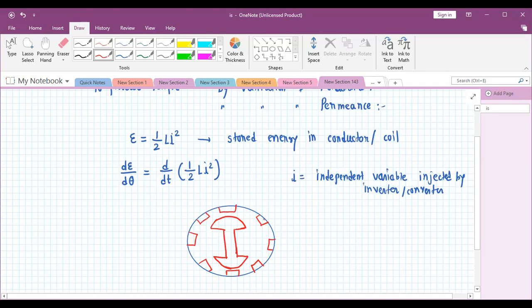Okay, 8-pole structure. This is your stator, and this is your rotor. Now you have wound a winding, so how many phases can you say? This stator has 8 poles, so how are we writing it? 8 stator poles by 2 rotor poles. But how many phases are there?